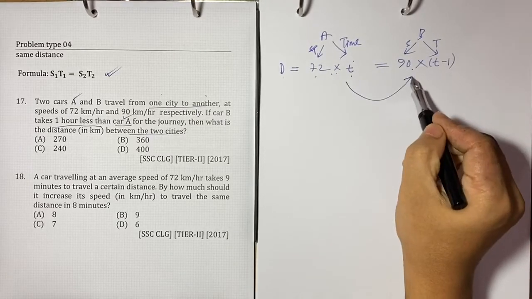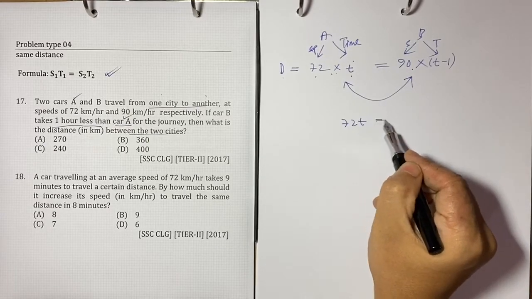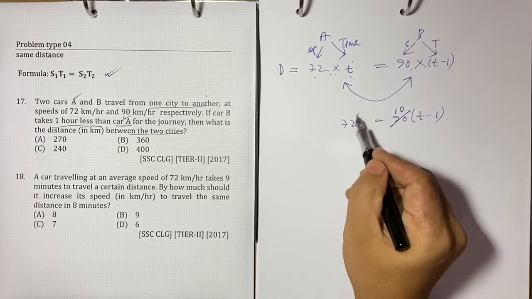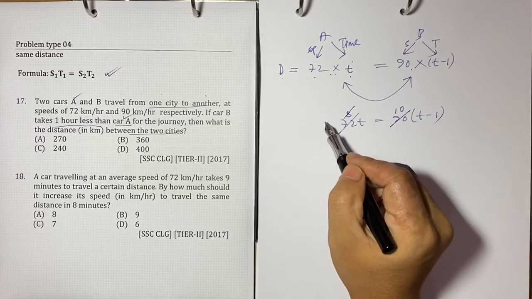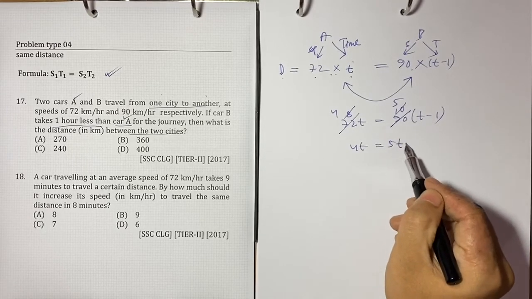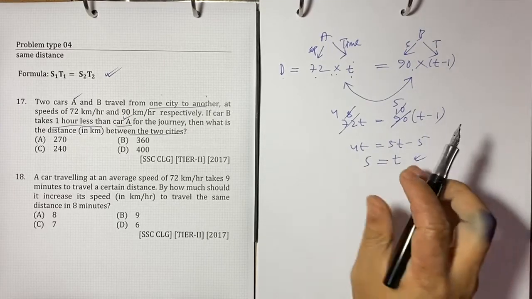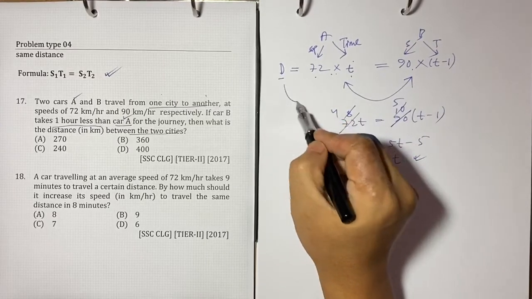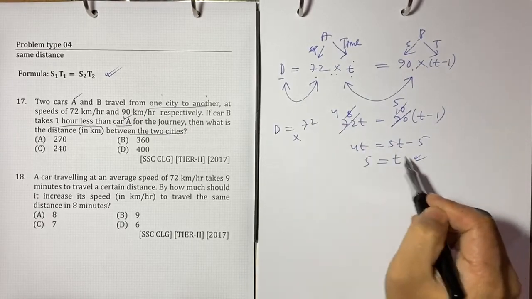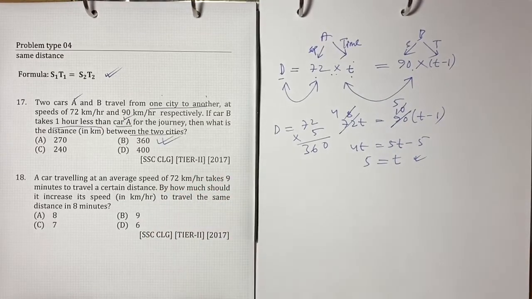According to the calculation, 72 t equals 90 into t minus 1. So it's 10 into 9, cancel, 8 and 2, cancel, 4 and 5. So 4t equals 5t minus 5. Solving, t equals 5. Then distance d equals 72 into t, which is 72 into 5, that is 360. So this will be the answer.